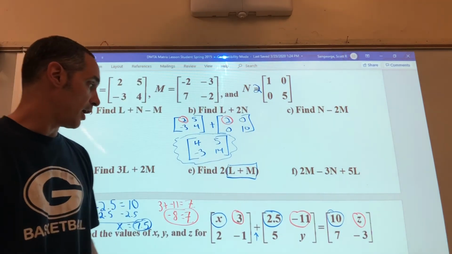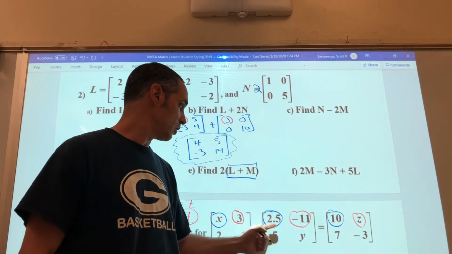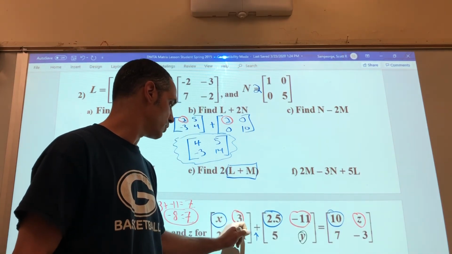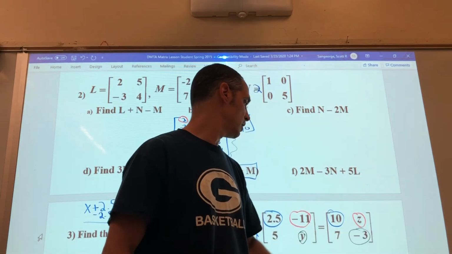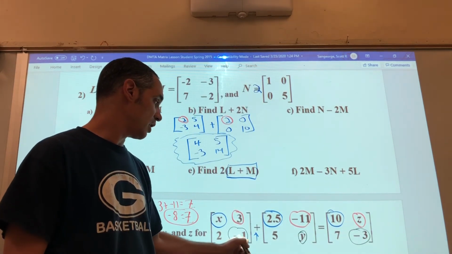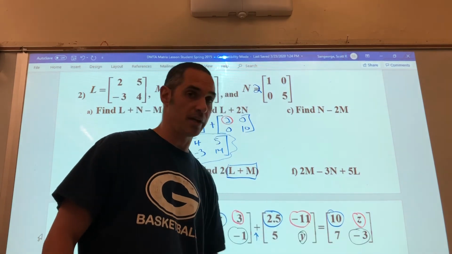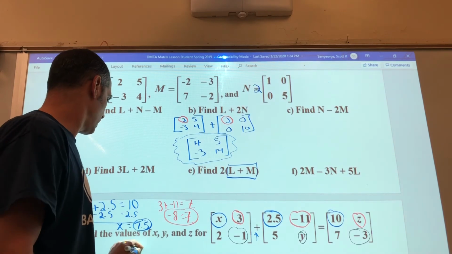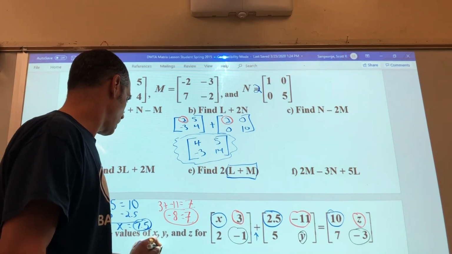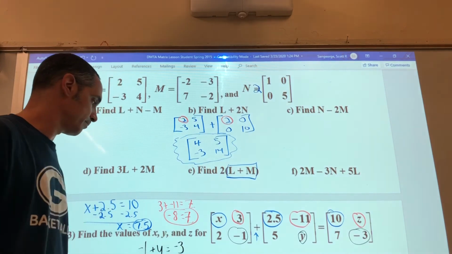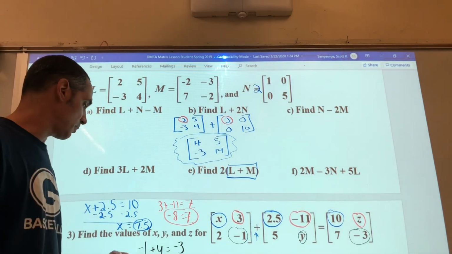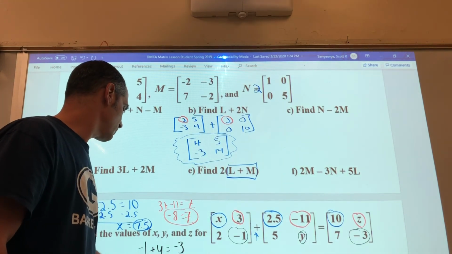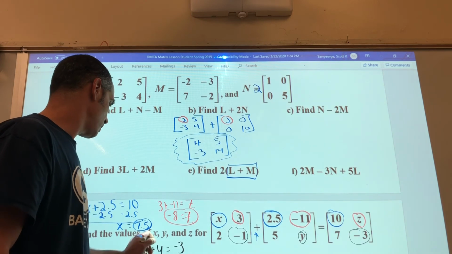In solving for y, I notice y is here, row 2, column 2, so I'm going to circle the elements that are in row 2, column 2, and we'll set up that equation. So we get negative 1 plus y equals negative 3. And so to solve, we use inverse operations. So I'm going to add 1 to both sides. And I get y is equal to negative 2. And so I've solved for x, y, and z.